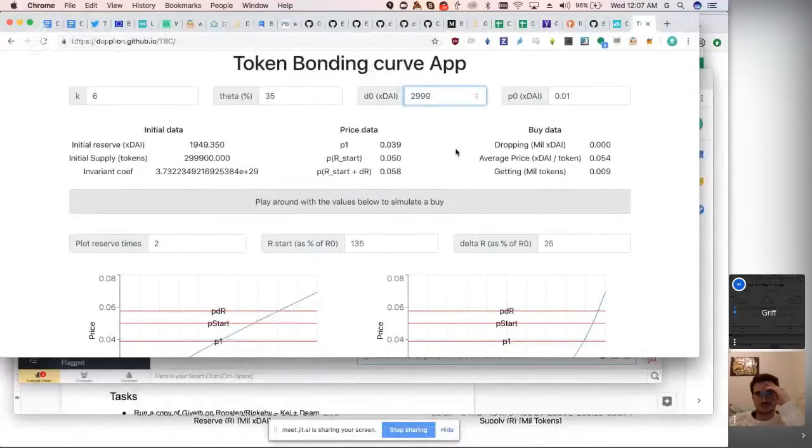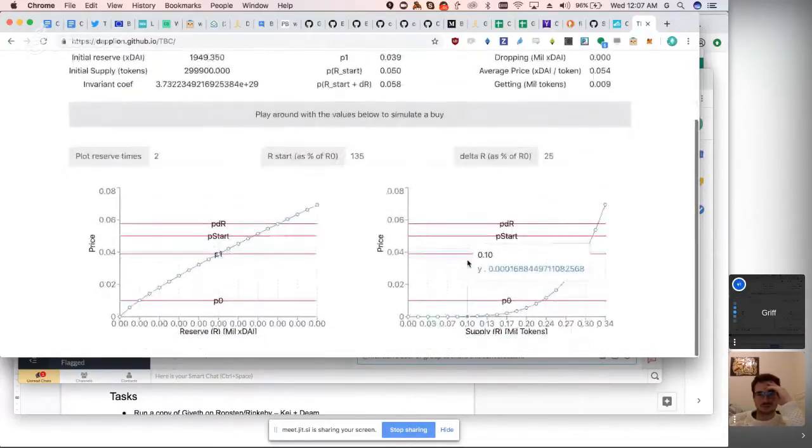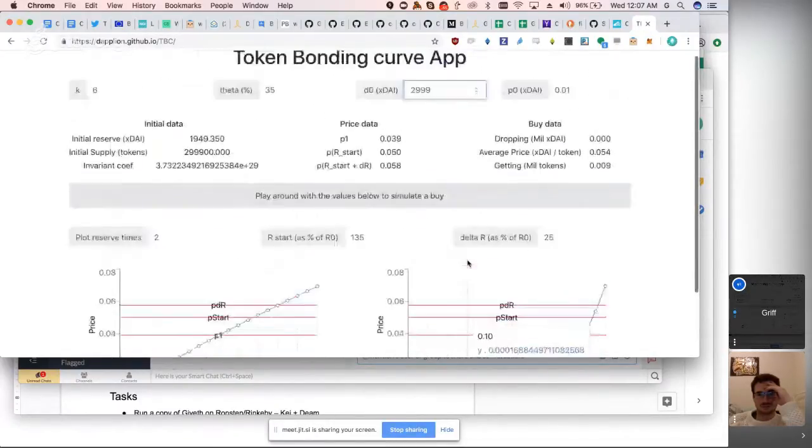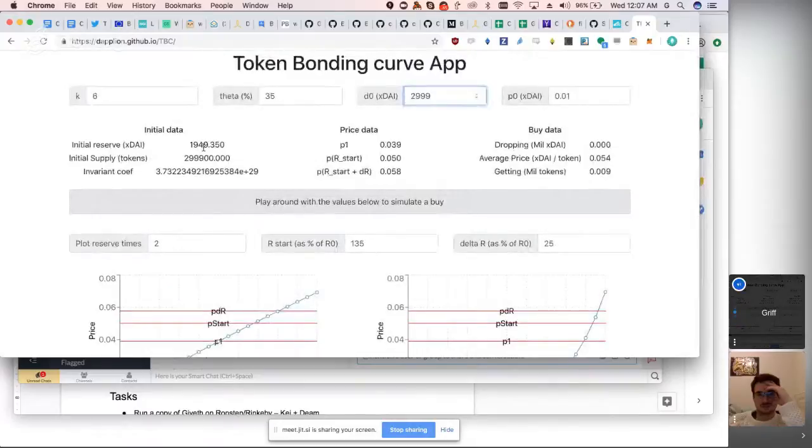But look, it's interesting, right? P1 doesn't change. We only raised 4,000. Okay, fine, we only raised 4,000. What changes is the curve shape, it changes drastically. And also there's this thing called an invariant, which I'm going to get to right now.